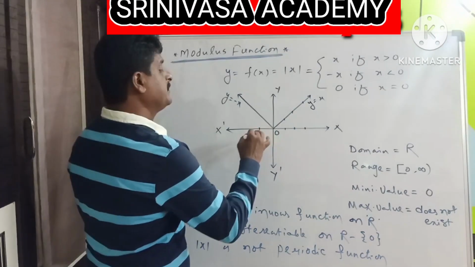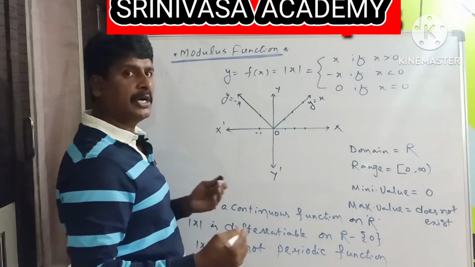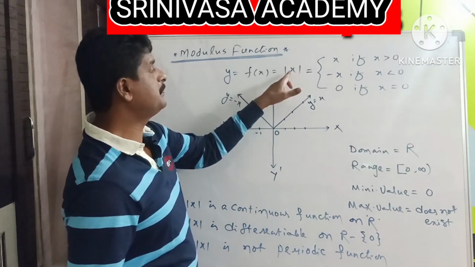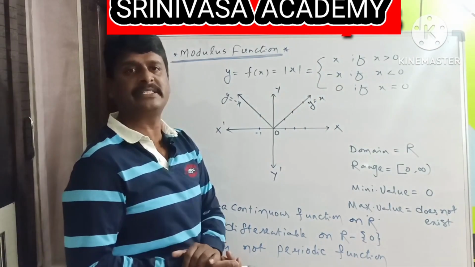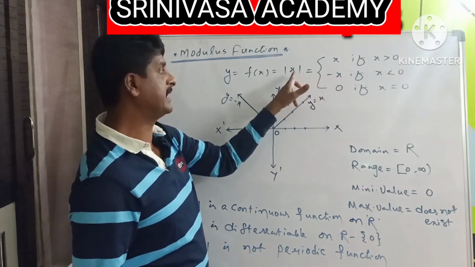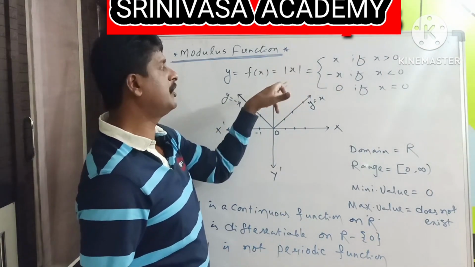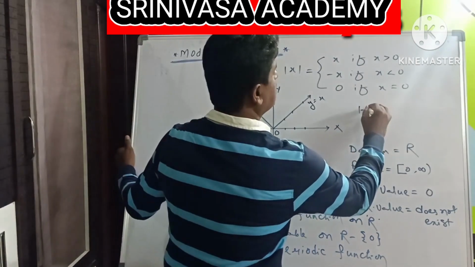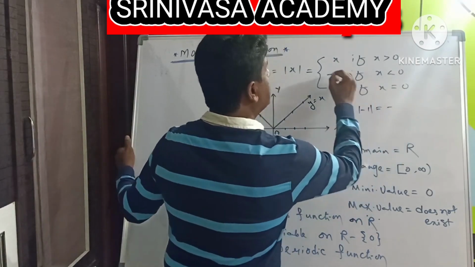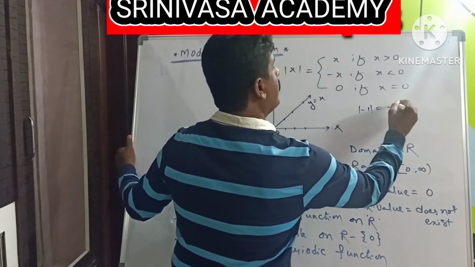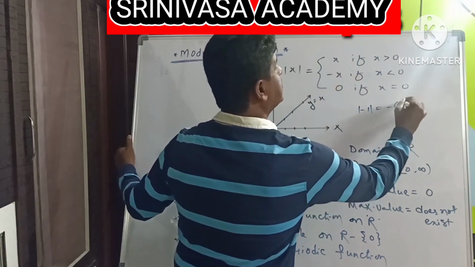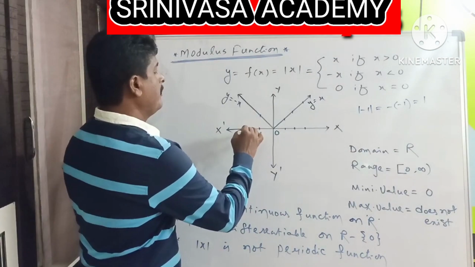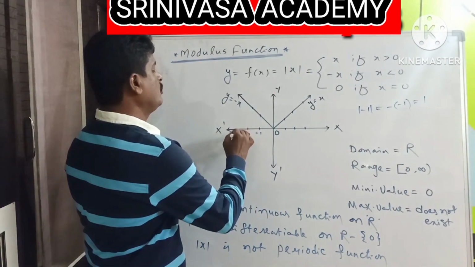Suppose I take x value minus 1, the corresponding y value, modulus of minus 1 will come out as plus 1 only, because whenever the input is negative, it will come out as minus x. So its outcome is minus x. Suppose x is minus 1, modulus of minus 1 will be equal to minus of minus 1. Modulus of minus 1 goes to the second case. In the second case, mod x is defined as minus of whichever value lies inside. So minus of minus 1 is plus 1. So minus 1 outcome is also 1. Minus 2 outcome is also 2. Minus 3 outcome is also 3.